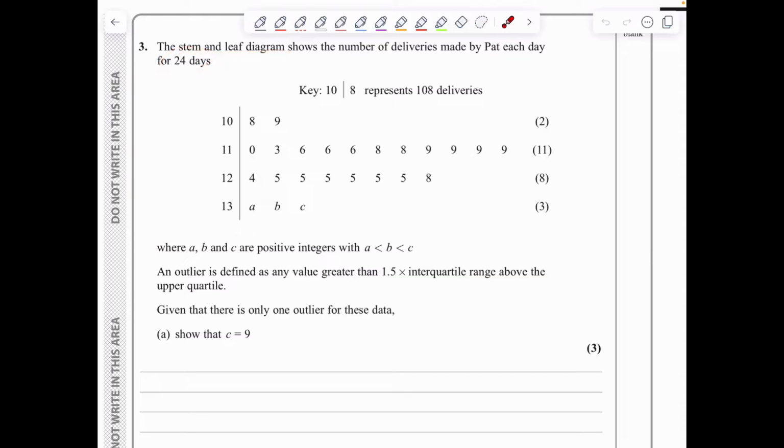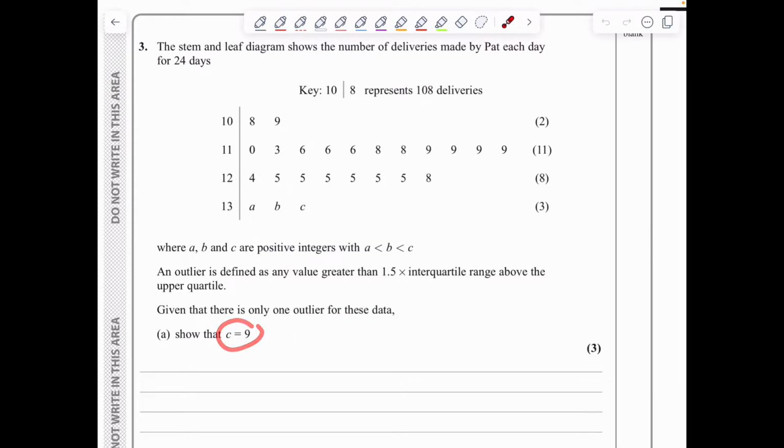In question 3, we've got a stem and leaf diagram showing the number of deliveries for 24 days. Now A, B, and C are positive integers, and we are told that an outlier is defined as any value greater than 1.5 times the interquartile range above the upper quartile. We are given that there is only one outlier for this data, and we need to show that C is 9.